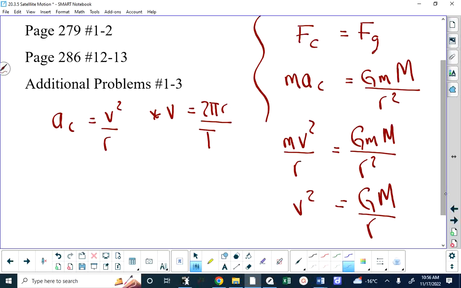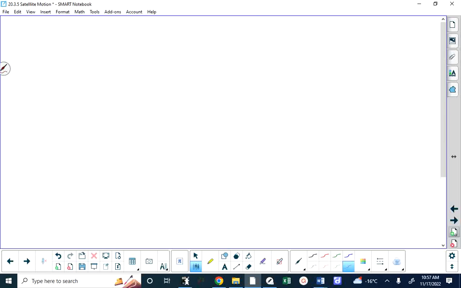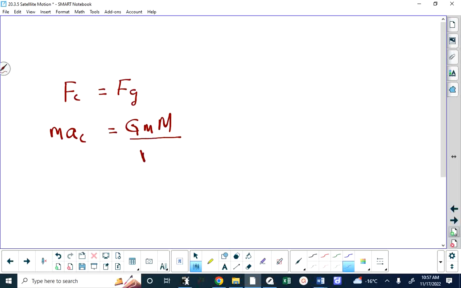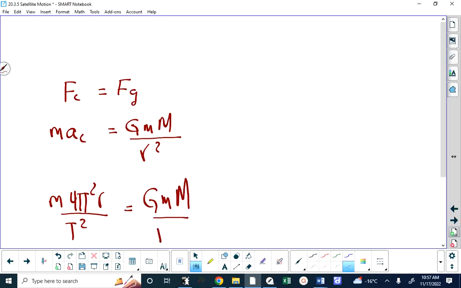If you want to find the time, though, you can do so directly. Instead of writing FC equals FG and following it up with MAC equals GMM over R squared, what you can do is put M times 4 pi squared R over T squared equals GMM over R squared. So you could find the time directly this way.